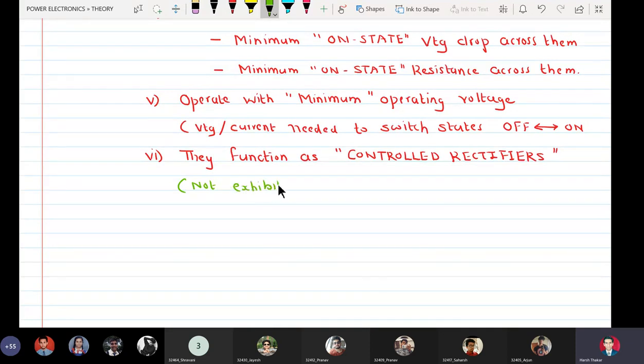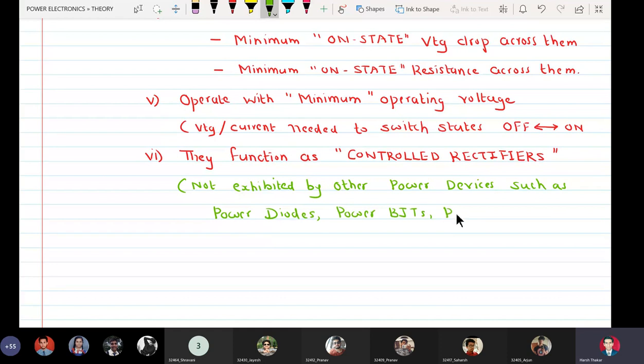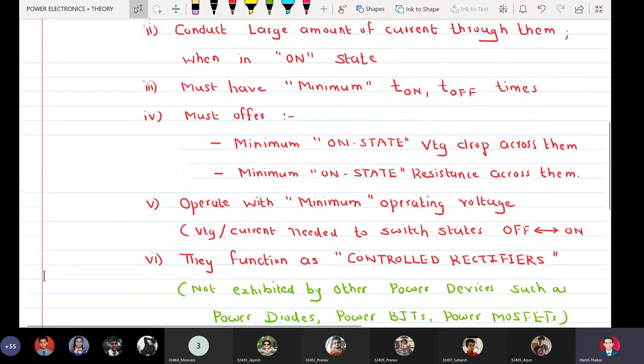not exhibited by other power devices such as power diodes, power BJTs and power MOSFETs.